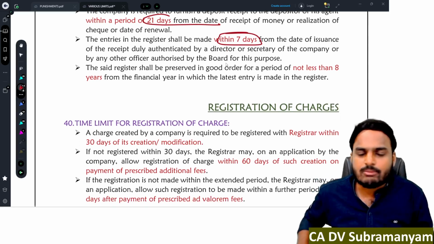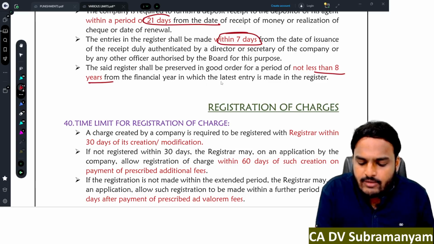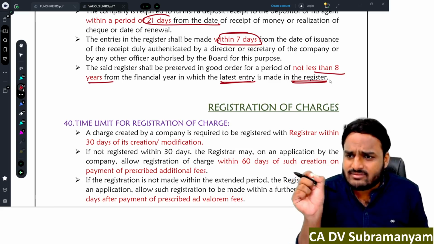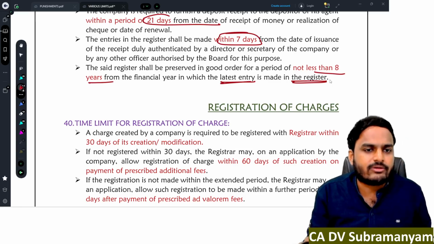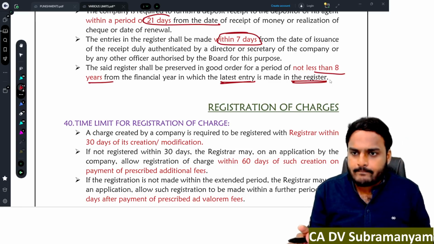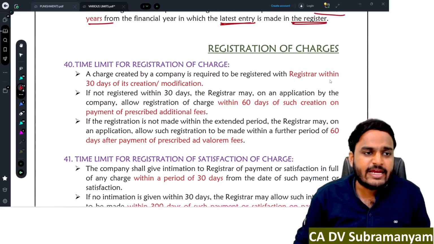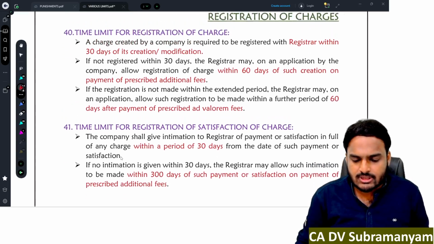And that register shall be preserved for a period not less than 8 years in which the latest entry is made in the register. So when you updated that register, from that date onwards up to 8 years, you need to preserve that register. Understood? So preservation period of registers is 8 years from the latest entry in that register.